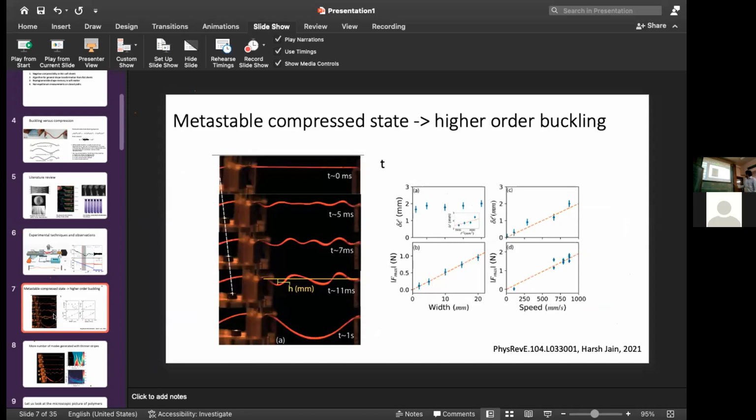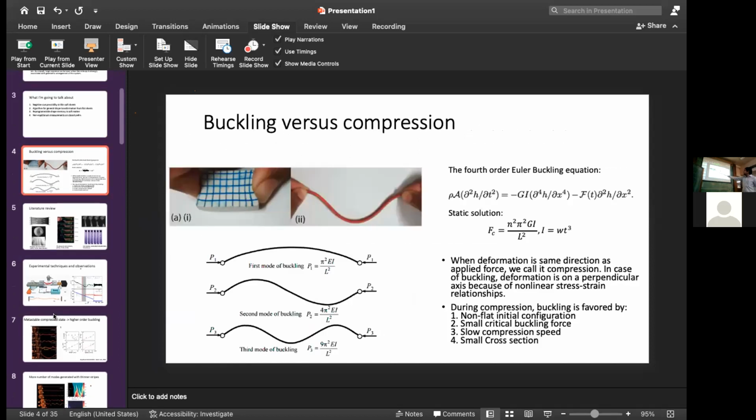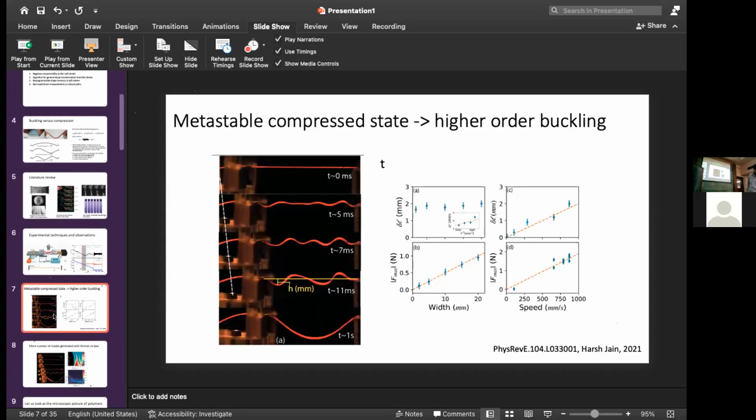But it does depend on some parameters. For example, if I increase my speed of compression, then the maximum value of this negative force, F max, will increase if I'm pushing at higher speeds. And if I increase my cross section, then again it will increase. This is expected, because then I'm going into the rubber kind of regime where my cross section is high, so compression is more and more favorable. But compression is extremely less favorable in the case of, let's say, very thin rods. So this can also give me some functionality.